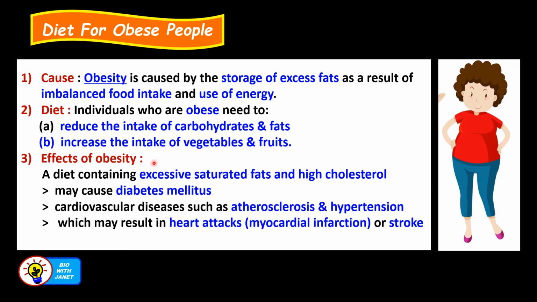Effects of obesity. A diet containing excessive saturated fats and high cholesterol may cause diabetes mellitus and cardiovascular diseases like arteriosclerosis and hypertension. We'll come to this term later on. Arteriosclerosis is a condition where there are deposits of cholesterol in the blood vessels, like the arteries, that will block the flow of blood in the arteries. Hypertension means high blood pressure, which may result in heart attacks. The scientific name is myocardial infarction. And stroke. Stroke is caused by blocked arteries in the brain.